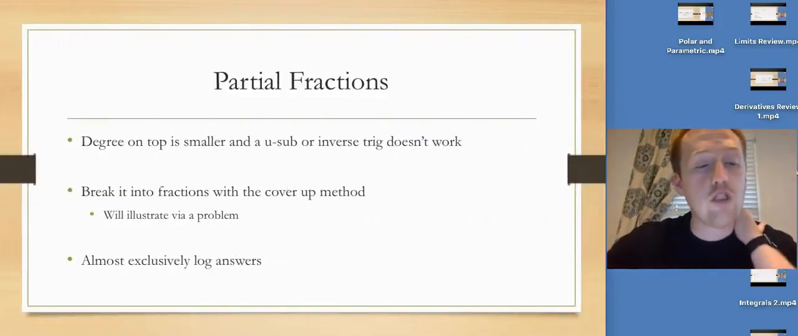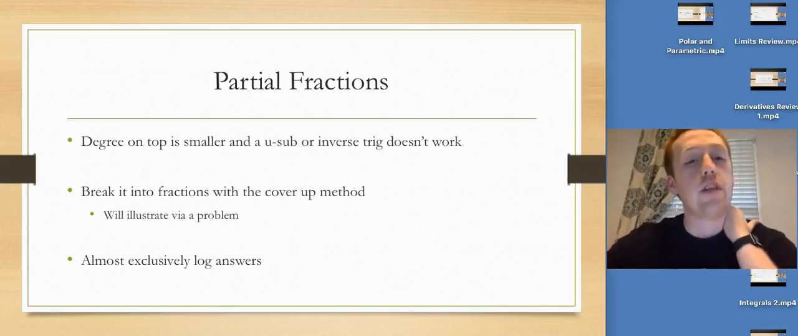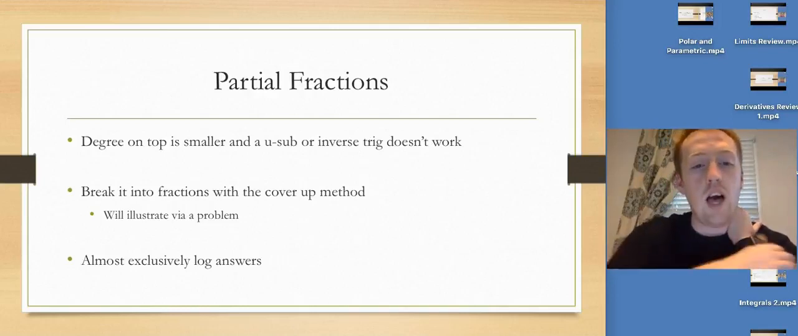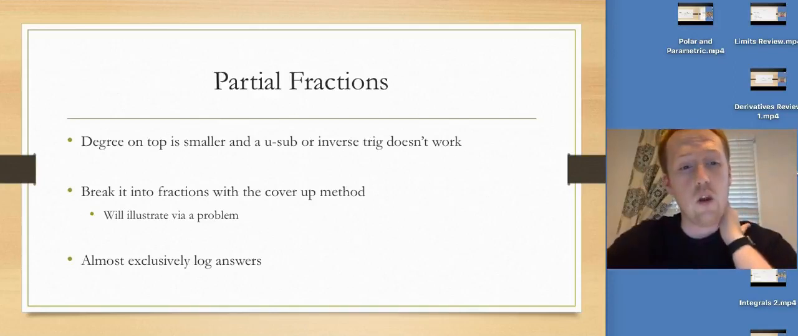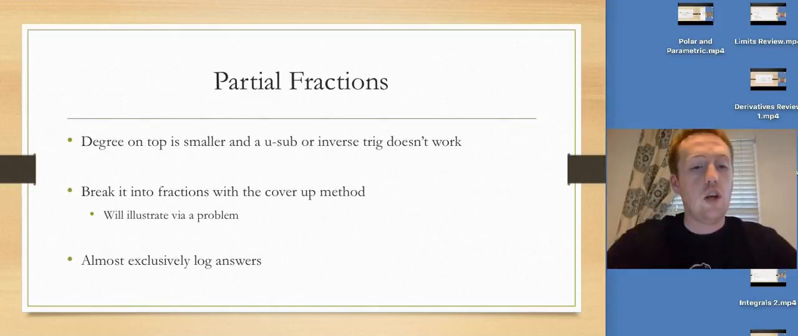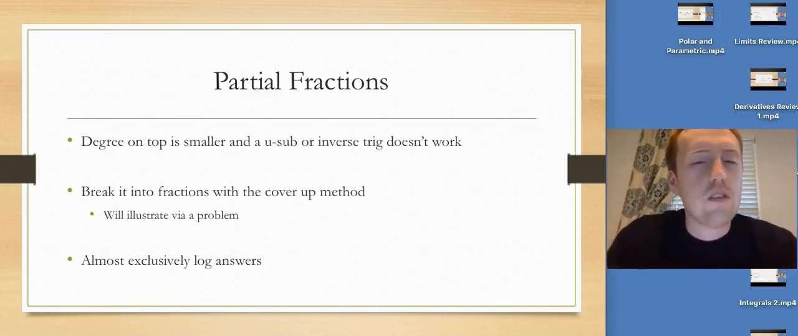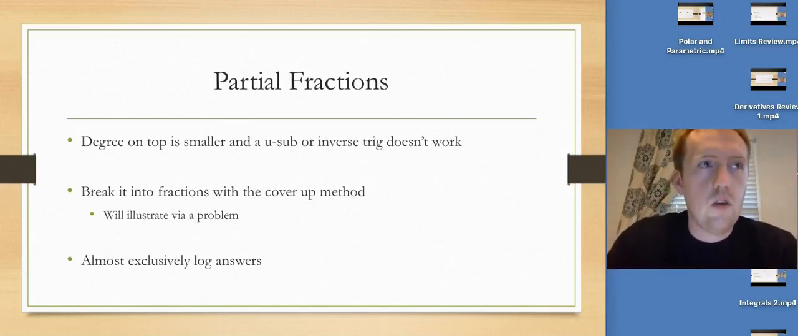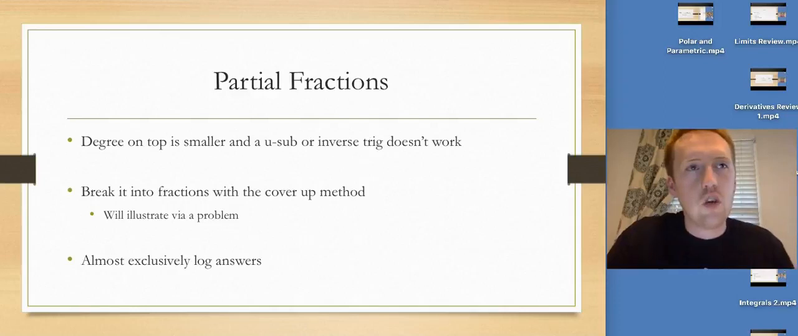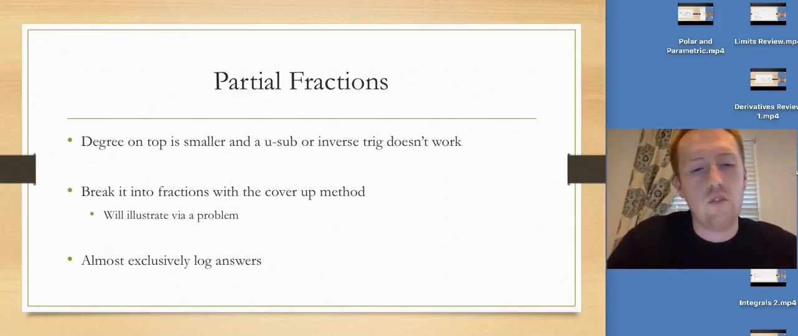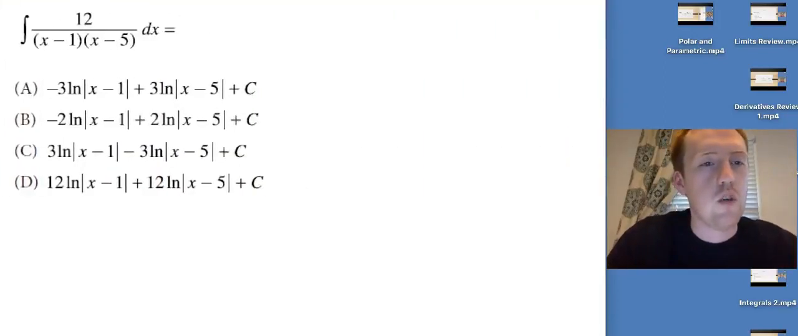All right, let's look at partial fractions. Basically, when that's going to happen is the degree on top is smaller and a u sub or inverse trig thing isn't working. What we want to do is break it into fractions with our cover-up method, which I'll illustrate in the problem that we're about to do. And this almost exclusively leads to logarithmic answers. So if you're doing partial fractions, you're going to more than likely get some sort of log answer. I can't think of many situations where you wouldn't.